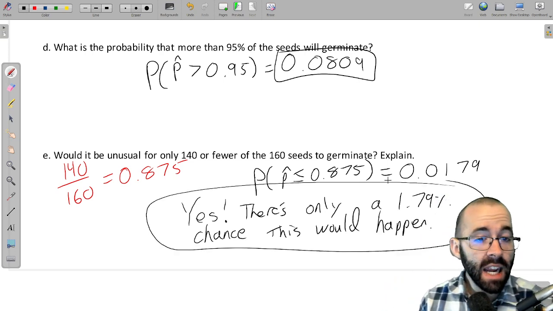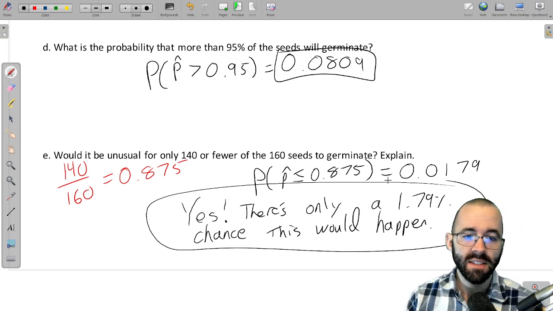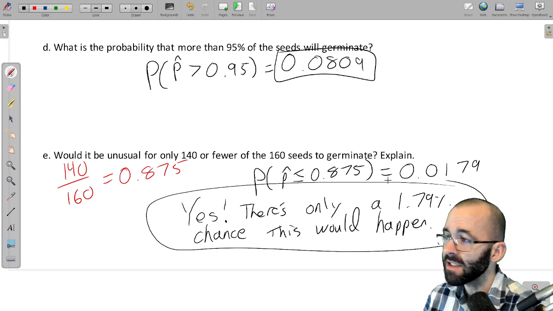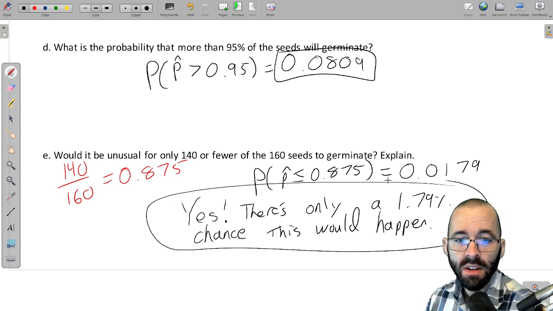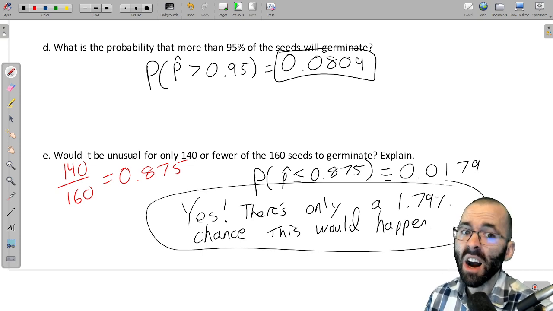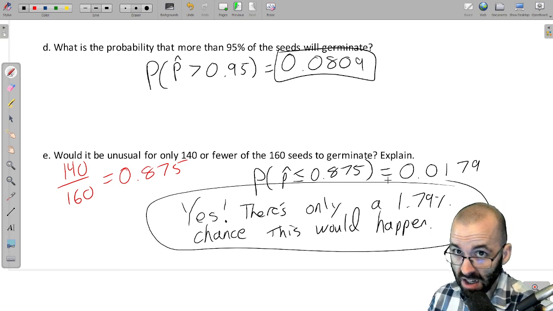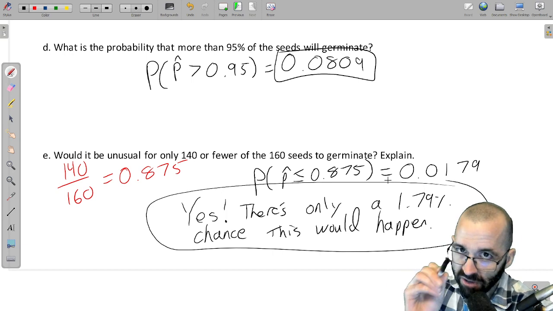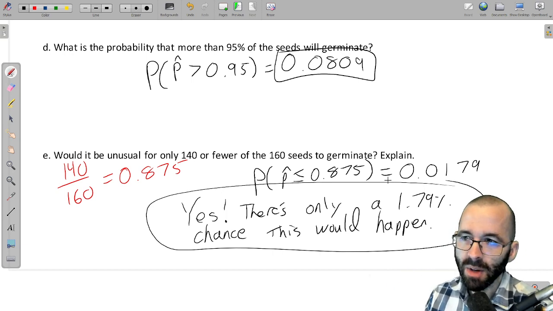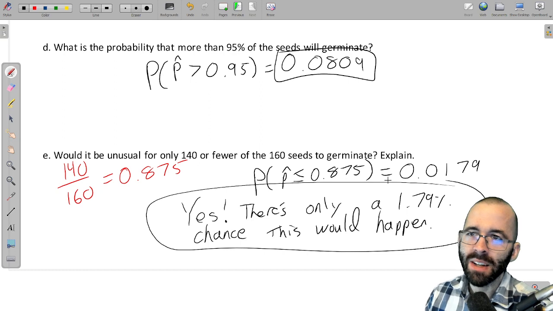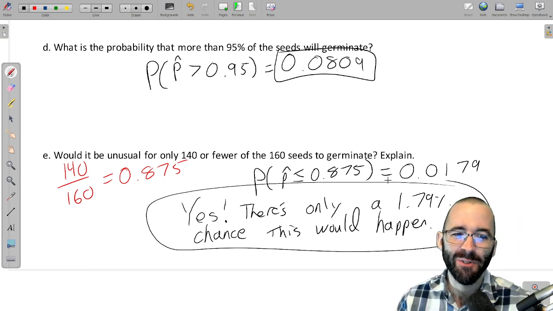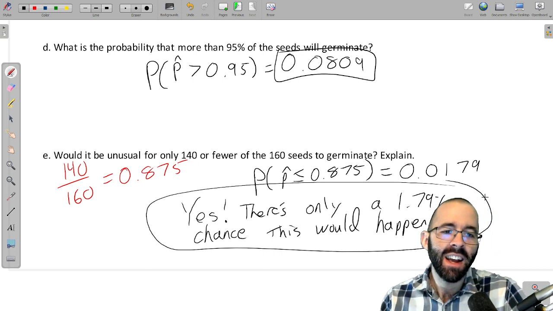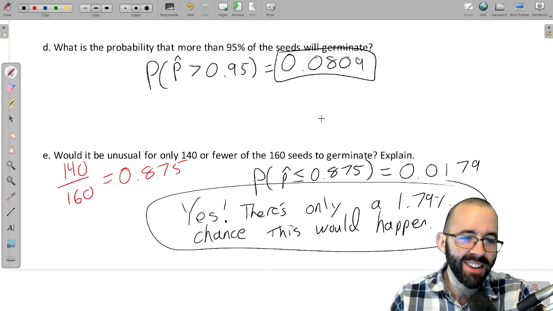And again, in Unit 8, we're going to look at this and say, so if this did happen, if we actually did plant a packet of these seeds and only had 140 germinate, either we got really unlucky, 2%, really unlucky, or this company is fibbing with their claim on germination rates. Or maybe we don't know how to plant seeds. Maybe we didn't follow instructions, but something probably happened. All right. And that's something that we're going to talk about in Unit 8.